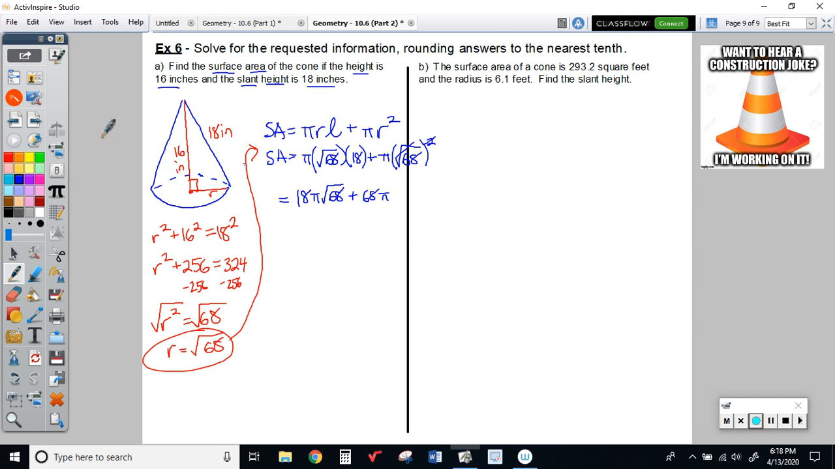And 68 would be, if you tried to break it down factor tree style, you'd have 2 and 34, you'd have 2 and 17. So you could take out a 4. If you had to get this in an exact form, you could be writing this as 18 pi and then 2 times 2 times 17. 17 is prime, so you couldn't do anything more with that. You could take out the 2 times 2 as a single 2, so you'd have 2 times 18 pi times the square root of 17 plus 68 pi, and then that would become 36 pi times the square root of 17 plus 68 pi. Unlikely that you would be required to do that, and it even says rounding to the nearest tenth here, but I'm just showing you the process.